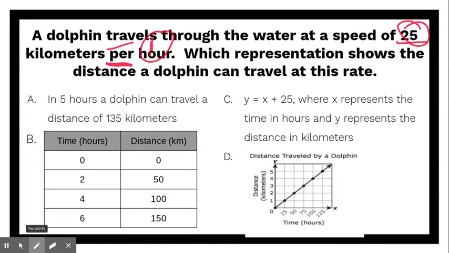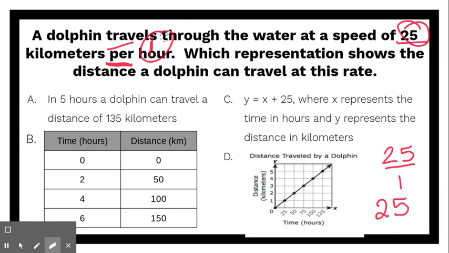Which representation shows the distance a dolphin can travel at this rate? This is a little example of mixing them all together. This is a word problem that we have to read and understand what the rate of change is, and then we have to match it to one of these specific things. We've got some words, we've got equations, we've got a table, we've got a graph. So: word problem, table, equation, graph. That says 25 per hour, which means my rate of change would be 25 over 1, and anything divided by 1 is always itself. So we're looking for the one that matches 25.